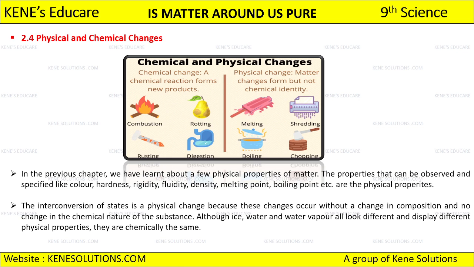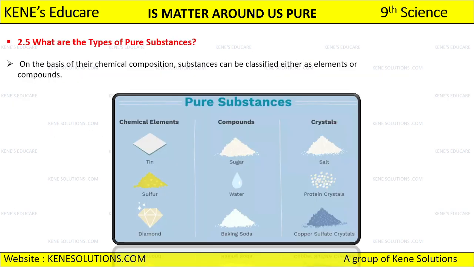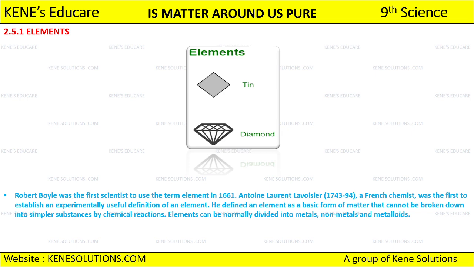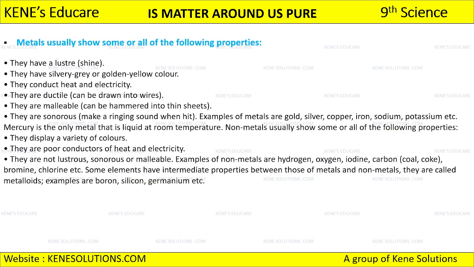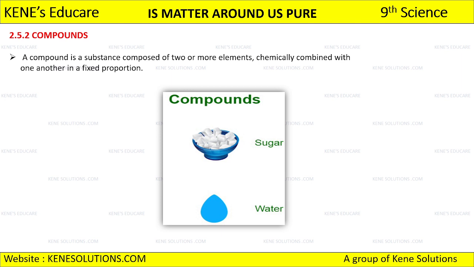Then we will be discussing the physical and chemical changes in detail, like what exactly physical and chemical changes are. Then we will be discussing the types of pure substances in detail. Then we will be discussing elements, what exactly elements are. Then we will be discussing the properties of metals. Now you should know the properties of metals and non-metals in detail.